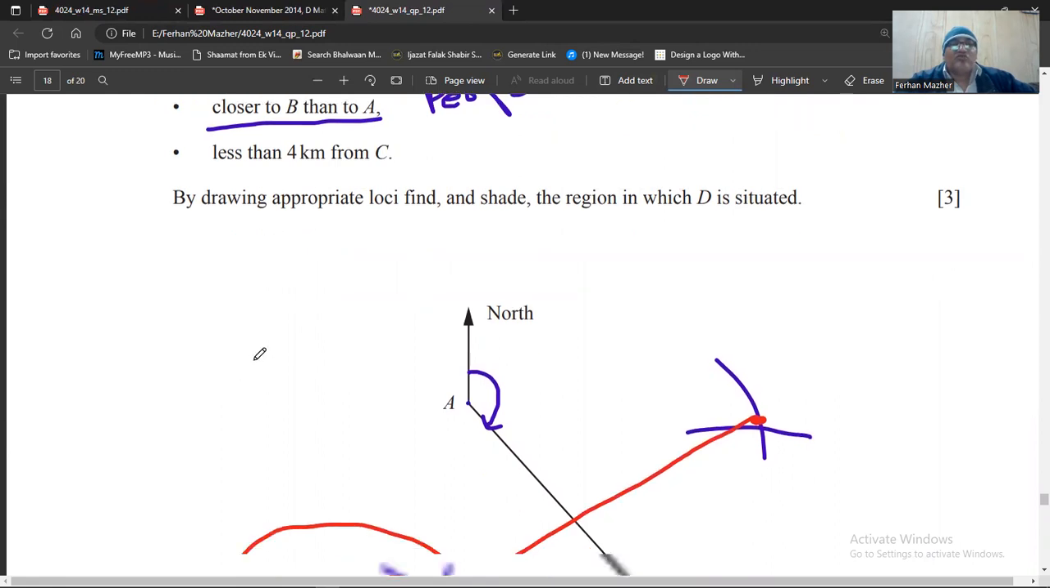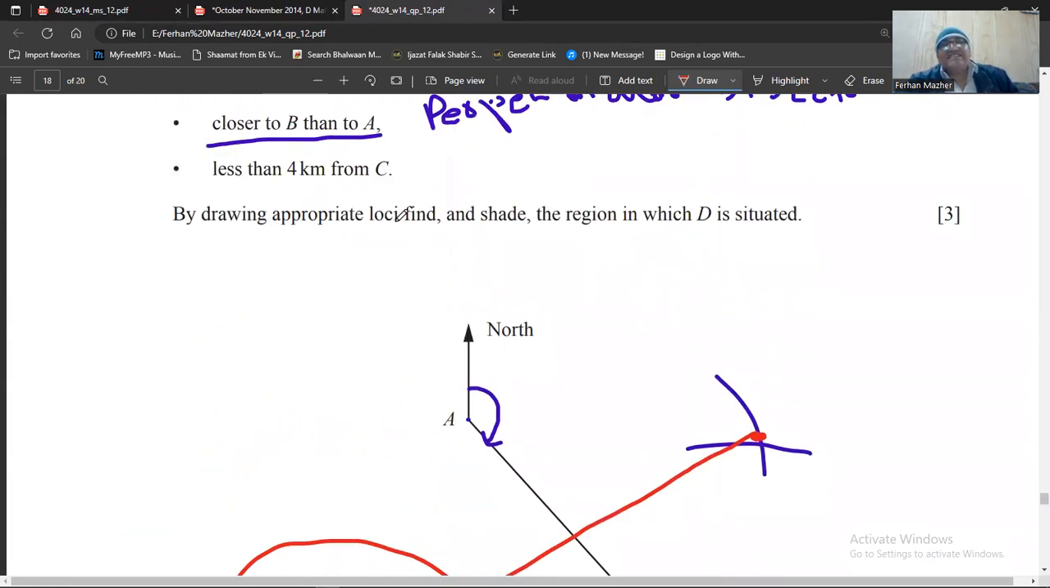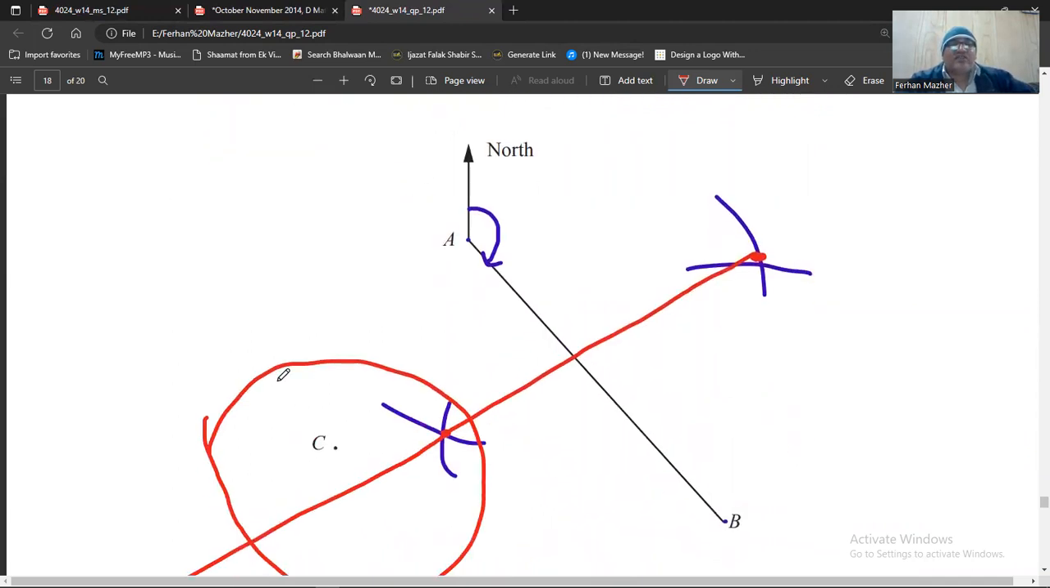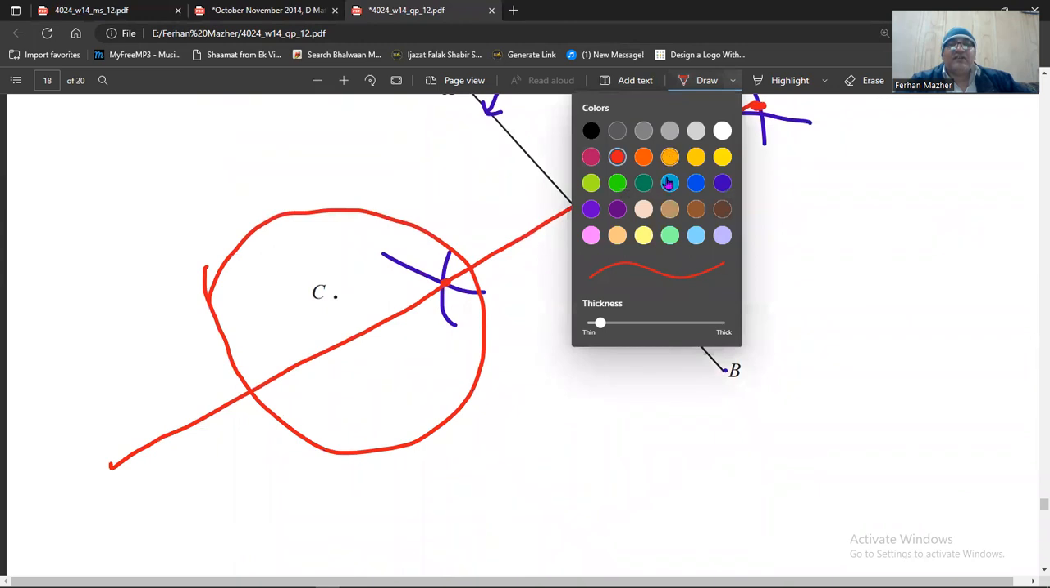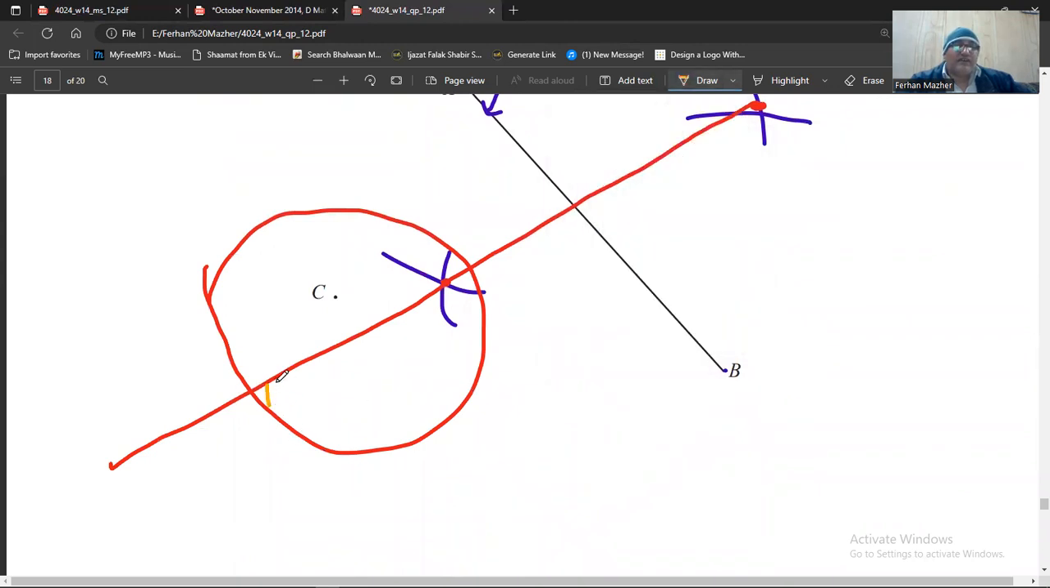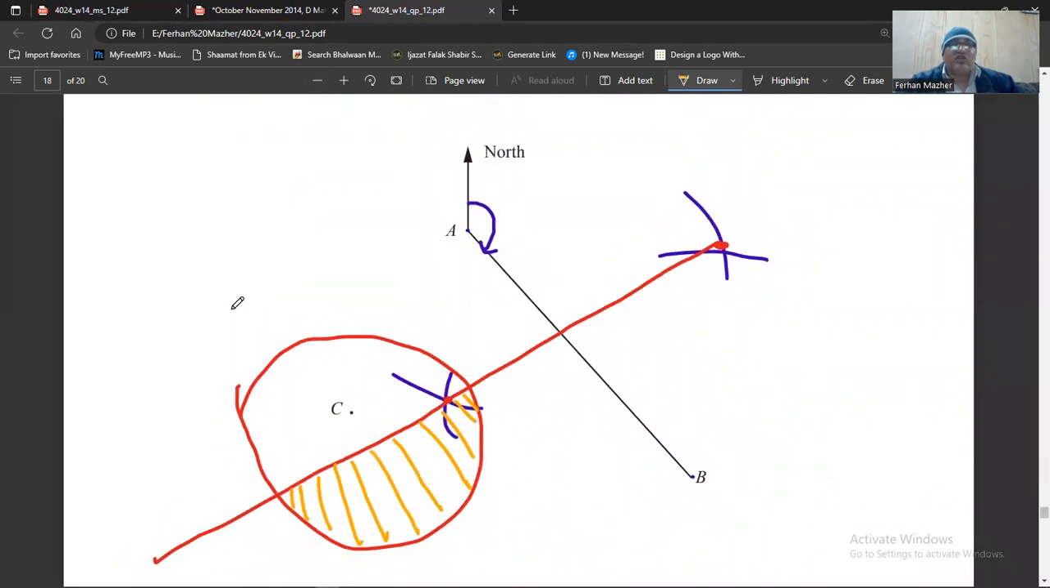Okay. Then their question is, by drawing appropriate loci, find and shade the region. He says closer to B. You have to remain closer to B and you have to remain inside the circle. So this will be the area. So the area will be here. You have to remain within the circle and closer to B. So this is the area which will be shaded. So hopefully you understand how this is done. I have actually done this. I will explain it to you also from there.